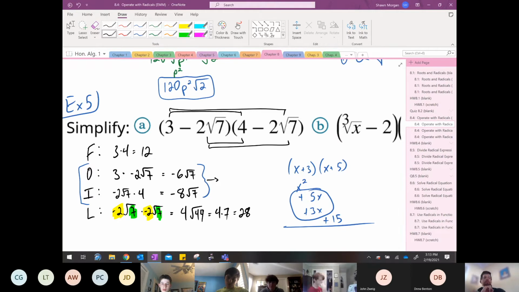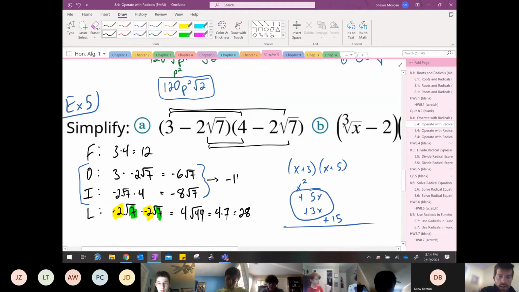What do you think, Charlie? What was the question? Put your O and your I together. You got -6 square root of 7 and -8 square root of 7. How much is that going to tally up to be? -14 square root of 7. Yes, sir. Very good. -14 square root of 7.